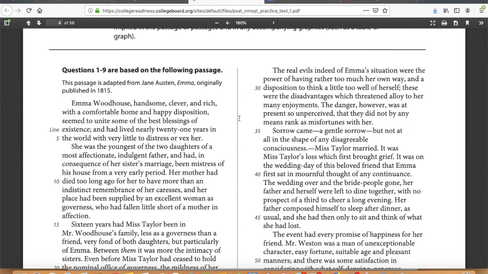I want you to read that paragraph again now that we know this vocabulary. I think it's going to make a ton of sense. All right. She was the youngest of the two daughters of a most affectionate, indulgent father, and had, in consequence of her sister's marriage, been mistress of his house from a very early period. Her mother had died too long ago for her to have more than an indistinct remembrance of her caresses, and her place had been supplied by an excellent woman as governess, who had fallen little short of a mother in affection. Does that make sense now?